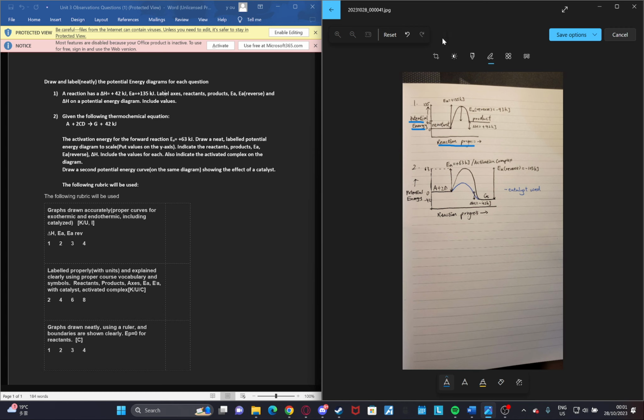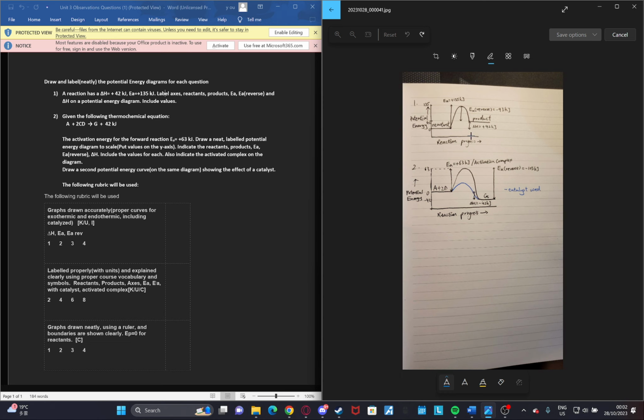And so we start from the reactant side at zero potential energy, and then we have to go up by 135 kJ of activation energy during the forward reaction, and then we have to do this curve to go back down in the progress to the products. In the end, we only increase by 42 kJ of potential energy.